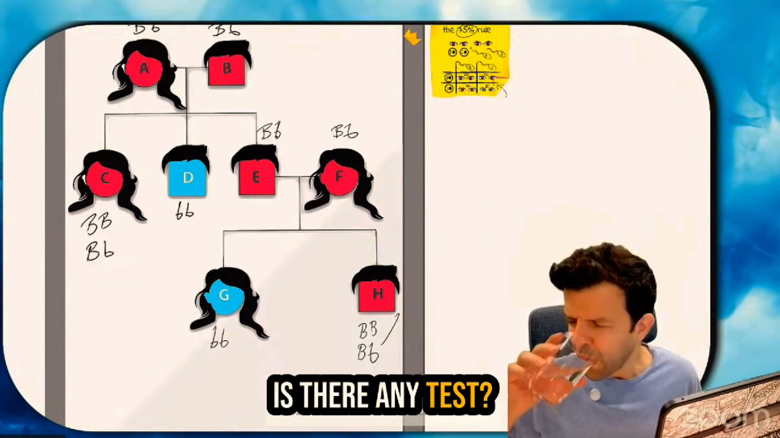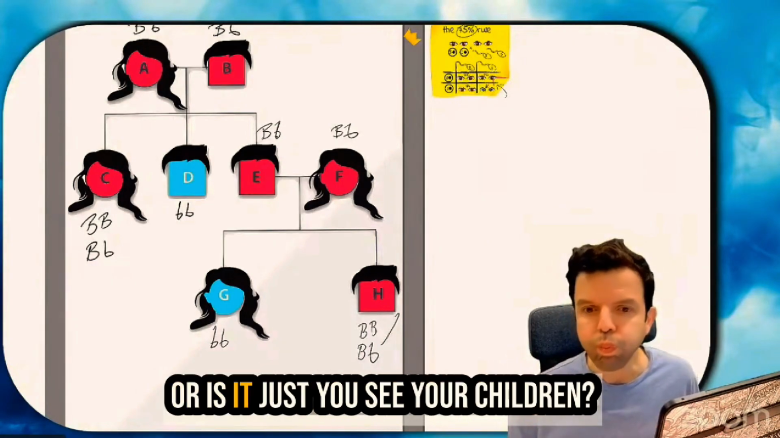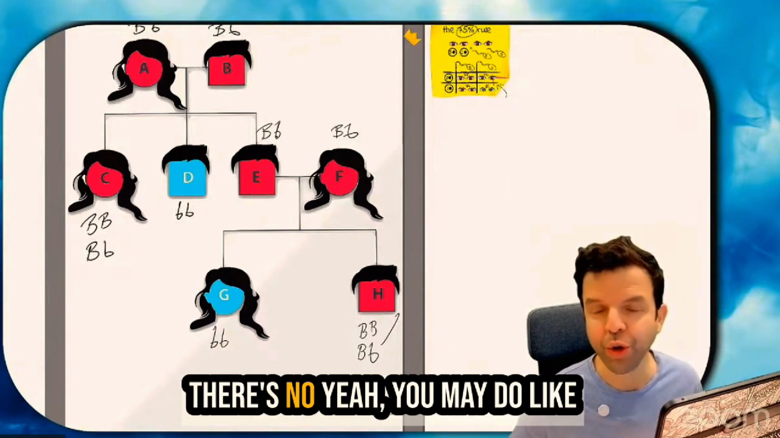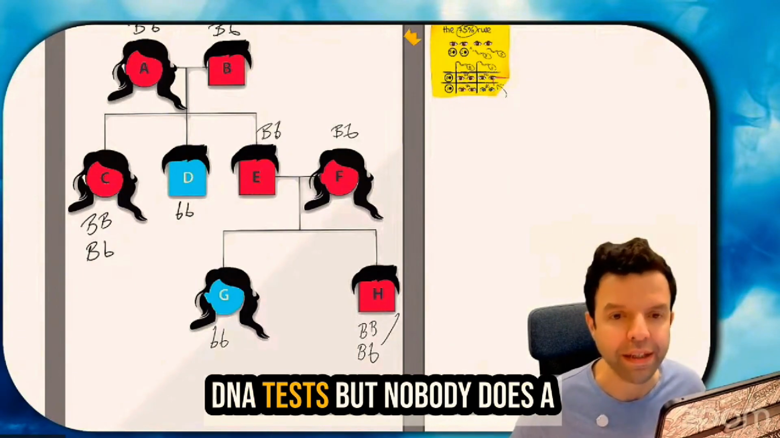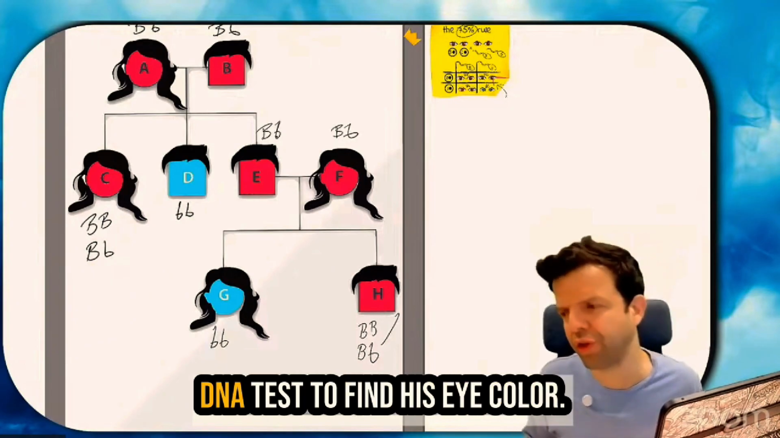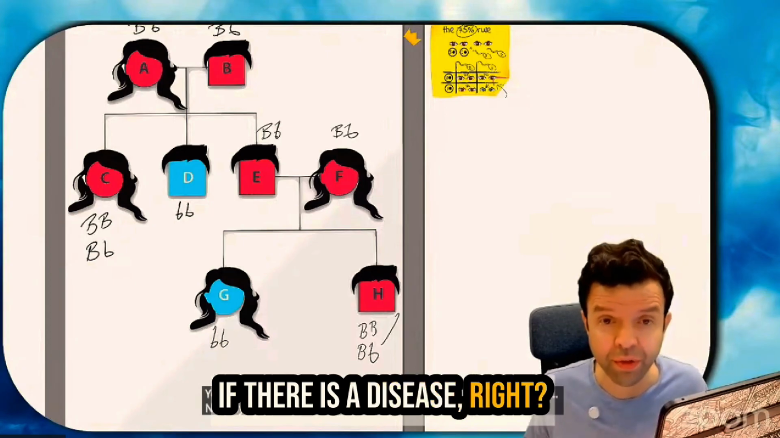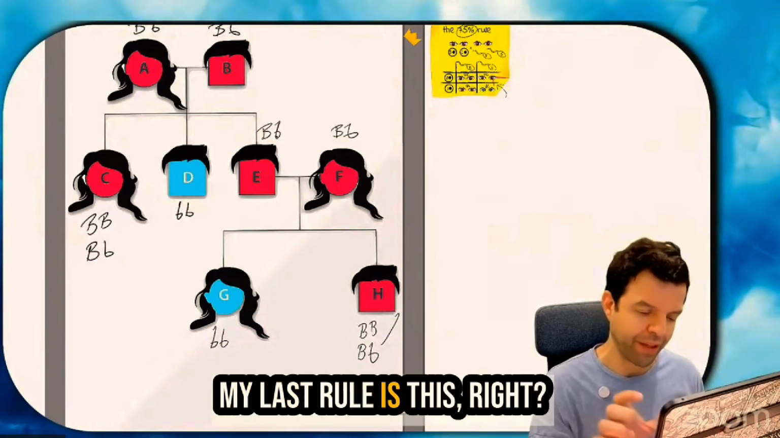Aiden? Is there any test to check, or do you just see your children? You have to wait for the children. Yes, you may do DNA tests, but nobody does a DNA test to find their eye color. They do DNA tests to check if there is a disease, right? Okay, thank you. Welcome.